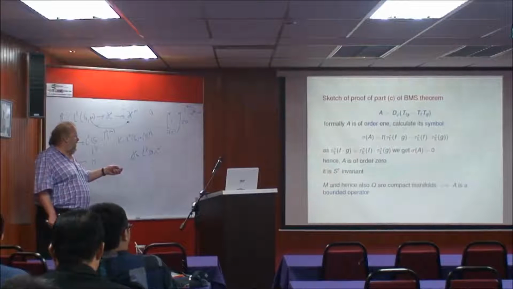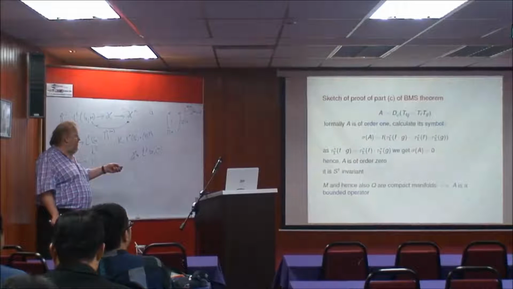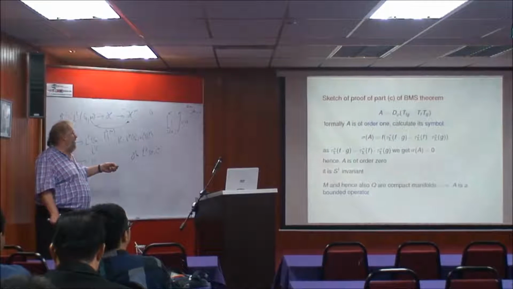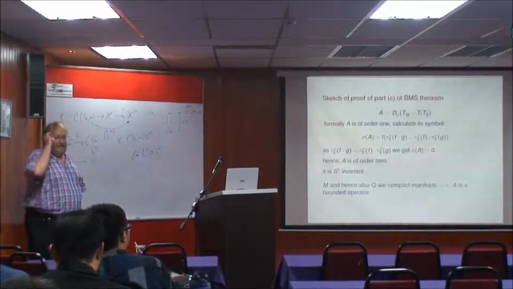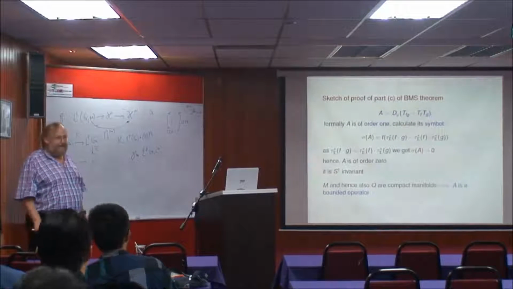So we have the following. This is order 0, this is order 0, so this is formally at least order 0, this is order 1, so the A is formally of order 1. Okay? Now let us check whether it's indeed of order 1.